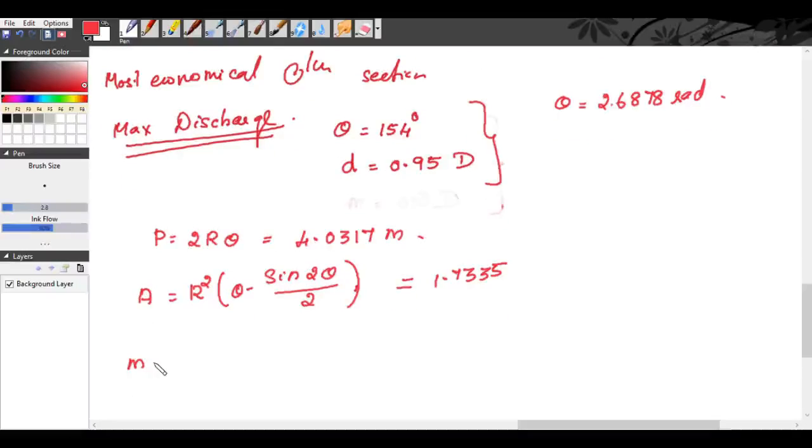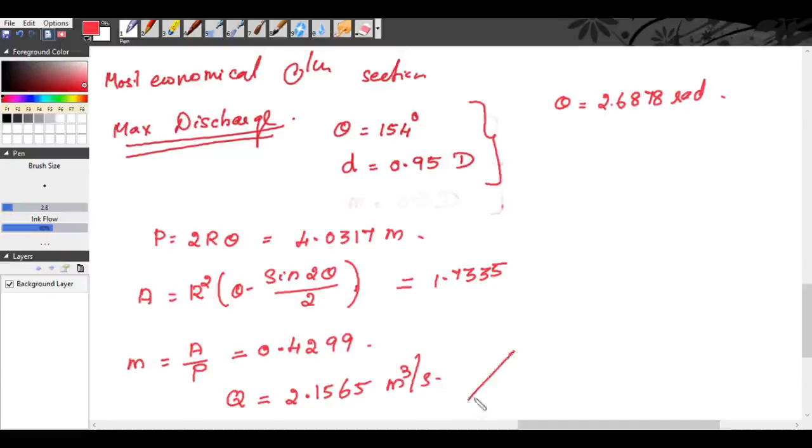Now you have to find the hydraulic mean depth. See, there is no condition for hydraulic mean depth for maximum discharge. Only for maximum velocity we have M equal to 0.3 times the diameter. Here you have to find the hydraulic mean depth using A by P. You will get the hydraulic mean depth as 0.4299, and after this you can find the discharge. So the discharge will be equal to 2.1565 meter cube per second. So that is all for today. Thank you.